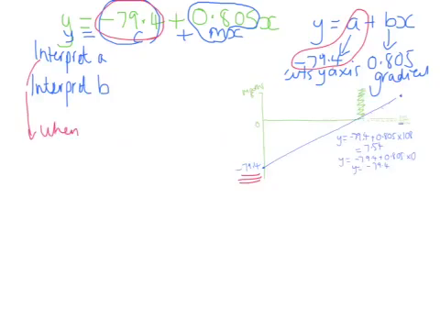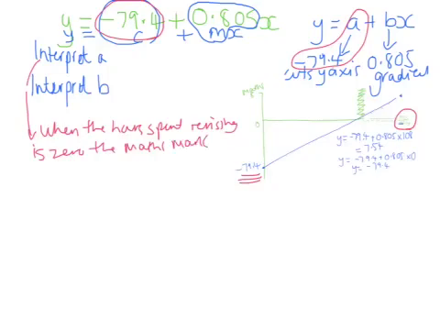Now, what is it that we're looking at? It's hours spent revising, isn't it? When the hours spent revising is 0, the maths mark is minus 79.4. So you're putting it into context and saying when x is 0, y is minus 79.4, but you must write it. So when the hours spent revising is 0, the maths mark is minus 79.4. I know that's a bit strange.